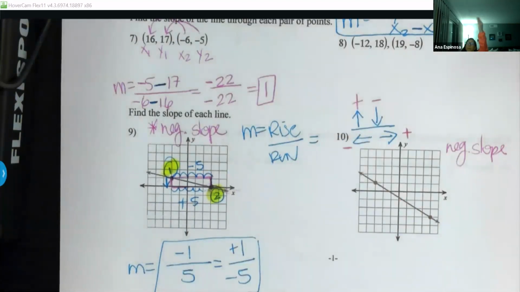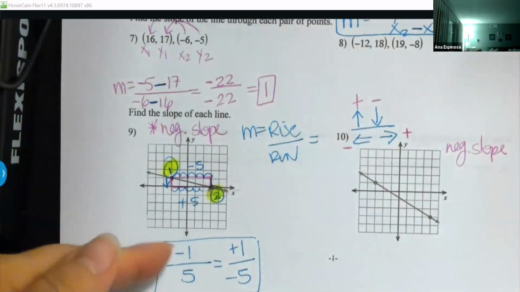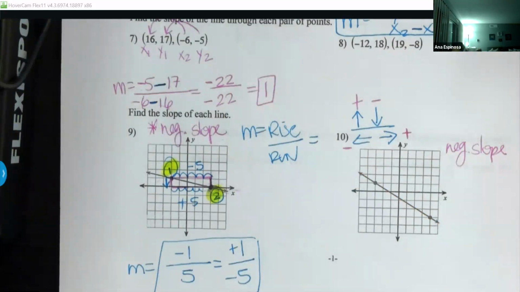When you are moving up or down, the number goes in the numerator. When you're moving left or right, the number goes in the denominator. Okay, you get the same answer. There are two different dots on the same line.